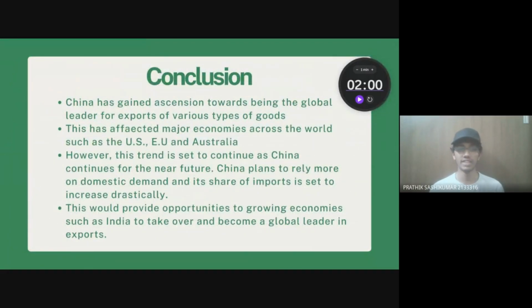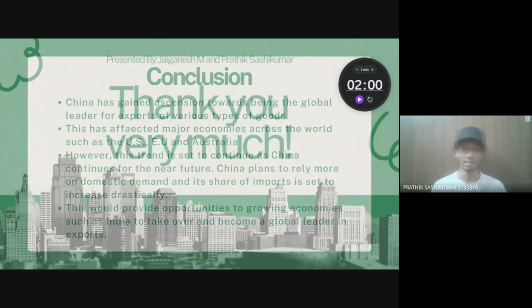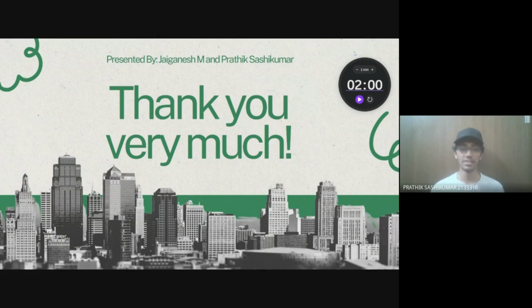So thus we can see that China has ascended to being the global leader of exports of various types of goods. This has also affected major economies across the world, such as the US, EU, and Australia. However, this trend is set to change in the near future as China plans to rely more on domestic demand and its share of imports is set to increase drastically. This could provide opportunities to growing economies such as India to take over and become a global leader in exports. So this concludes our presentation on China's trading policies, trade analysis, and also the trade war.